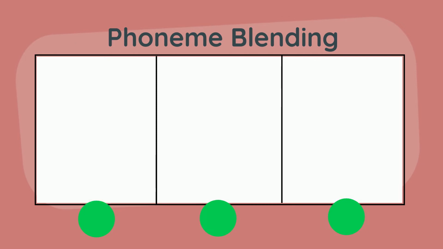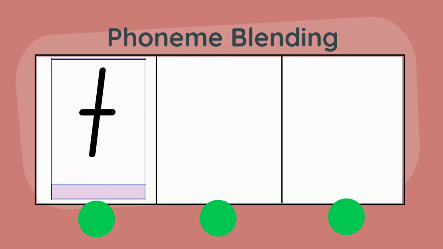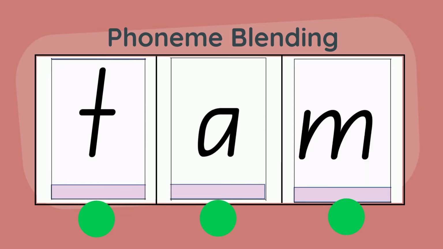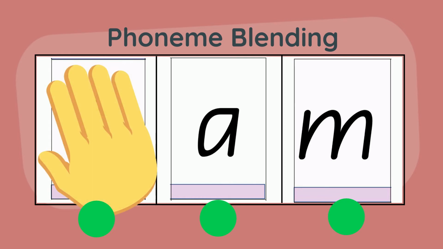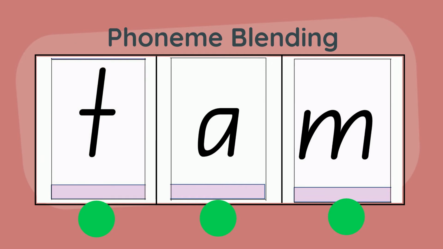Our next word has three letters. T, A, M. Let's sound out their phonemes. T, A, M. Now blend them more quickly. Tam. Tam can be somebody's name. Now watch what happens when we cover up the T. It says am, just like the other two words. And if I uncover the T again, it says tam.